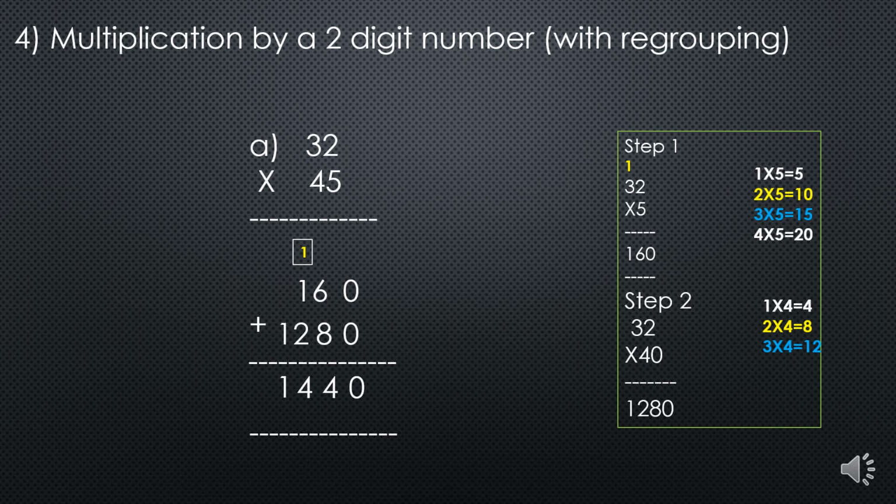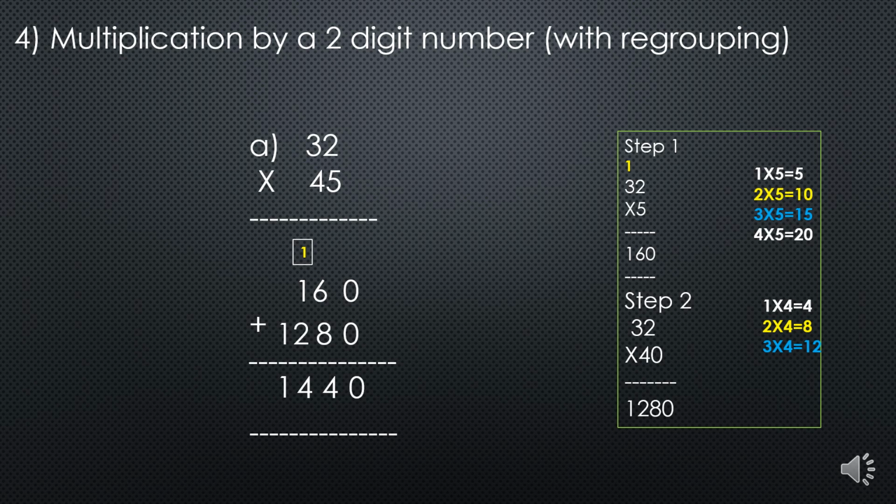So when we multiply 32 by 5, what will we get? 2 5s are 10. In 10, 0 only we will write. Then carry 1 we will write on top of the tens place digit. Then we want to multiply by the tens place digit. 3 5s are 15.